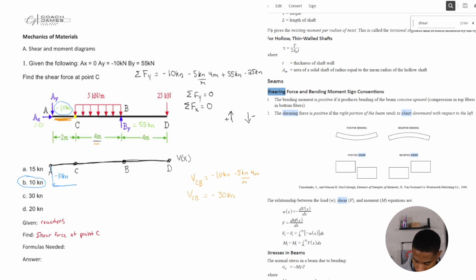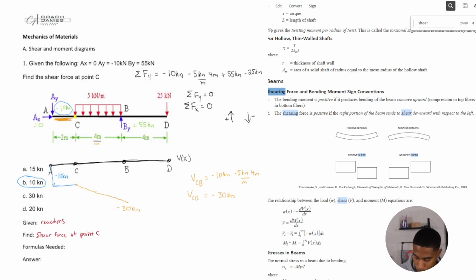All right, so what this is saying is, the shear was -10 at point C. Then we gradually kept going down. We went from -10 to this point, which is -30 kilonewtons, right? That's what happened here from C to B.